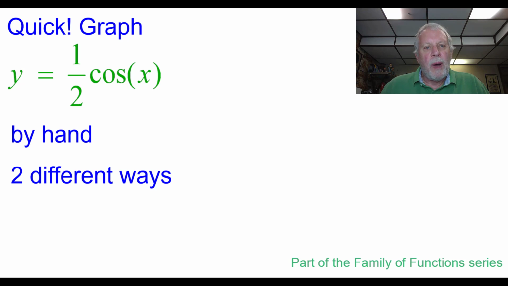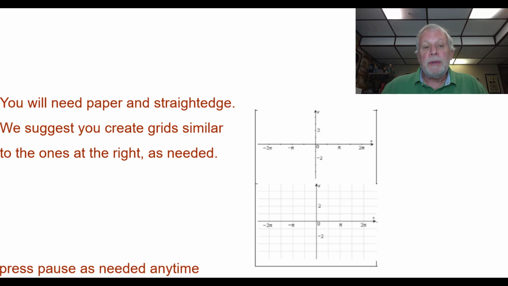Quick, graph y equals 1/2 times the cosine of x by hand, two different ways. This is part of the family of functions series. You will need paper and straight edge. We suggest you create grids similar to these ones at the right as needed, and press pause as needed anytime during this video.